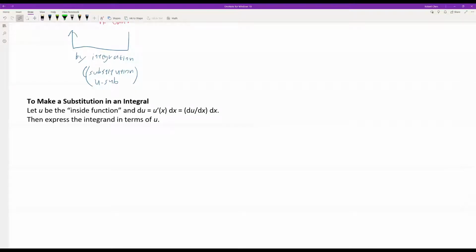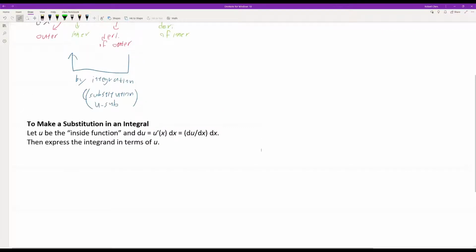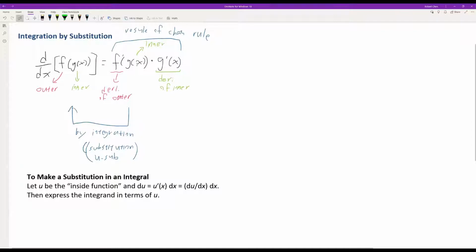So here is the definition from the textbook. It says that to make a substitution in an integral, we let u represent the inner function, or the inside function. In this case, our inside function will be g of x. That can be any function of its form, and we replace that with u. Then when we take the derivative of u, it will be u prime dx, which we can also represent as du dx. Our goal is to express the integrand in terms of u.